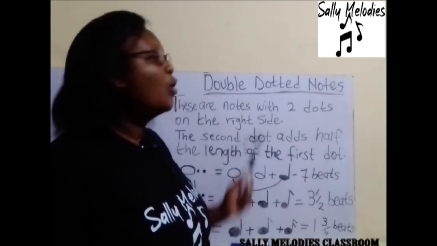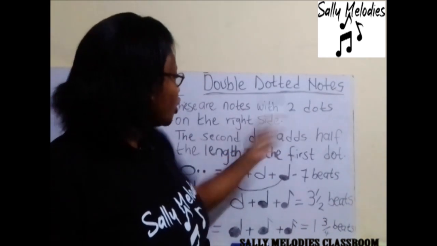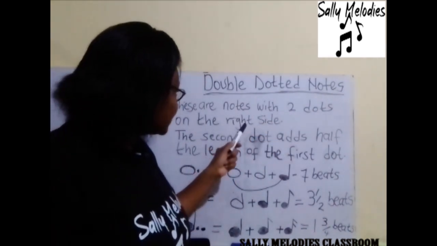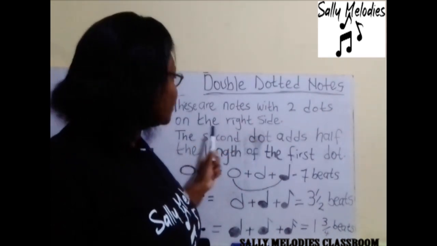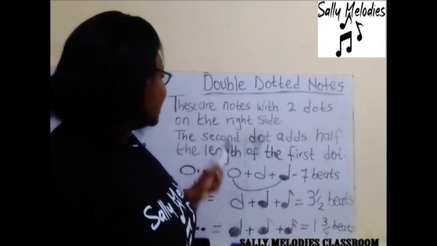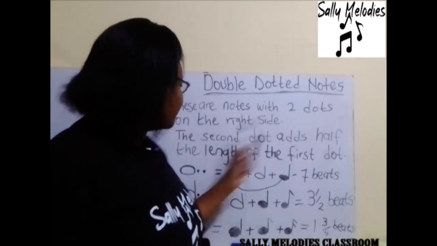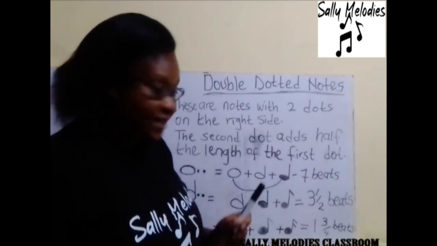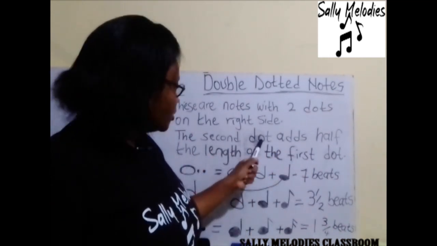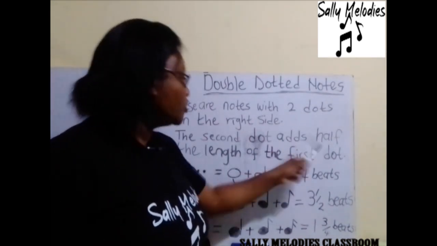So let's see, what are these? These are notes with two dots written on the right side. And then we say the second dot adds half the length of the first dot. Again, the second dot adds half the length of the first dot.